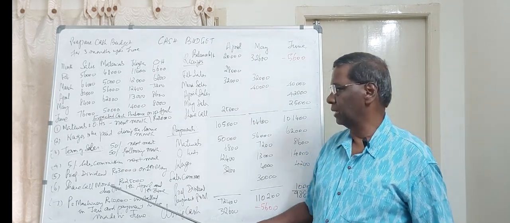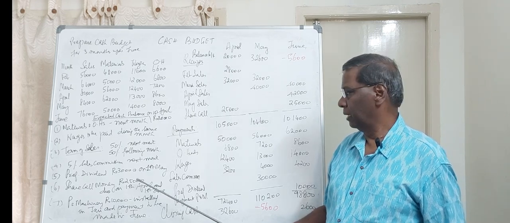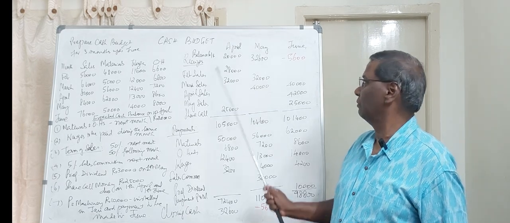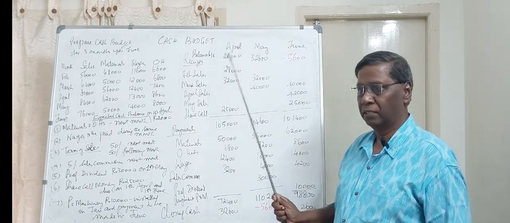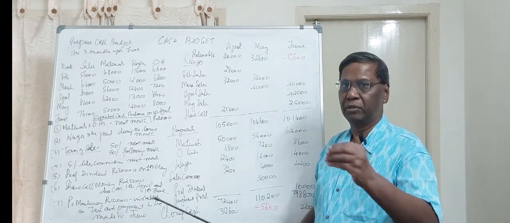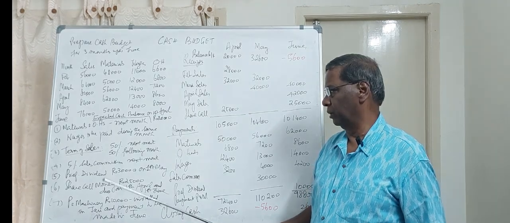The first share call money, 25,000, is due on 1st April and 1st June. They have to receive the money from the shareholders, because those who applied for your shares, we have to receive from them. This is the receipt only.